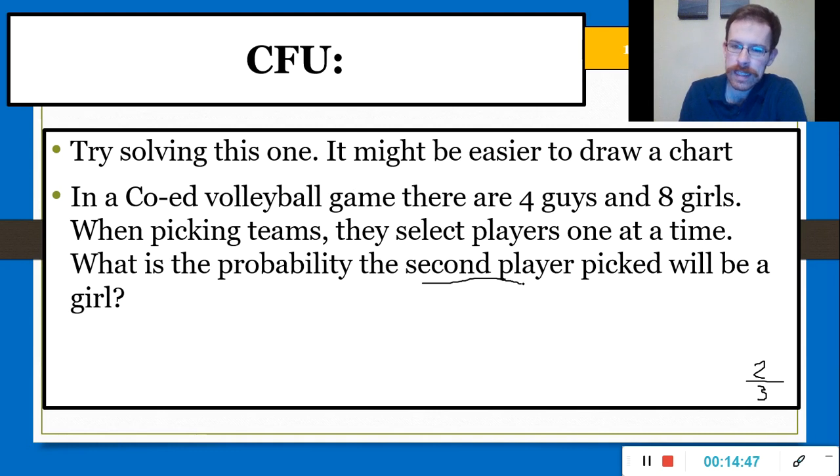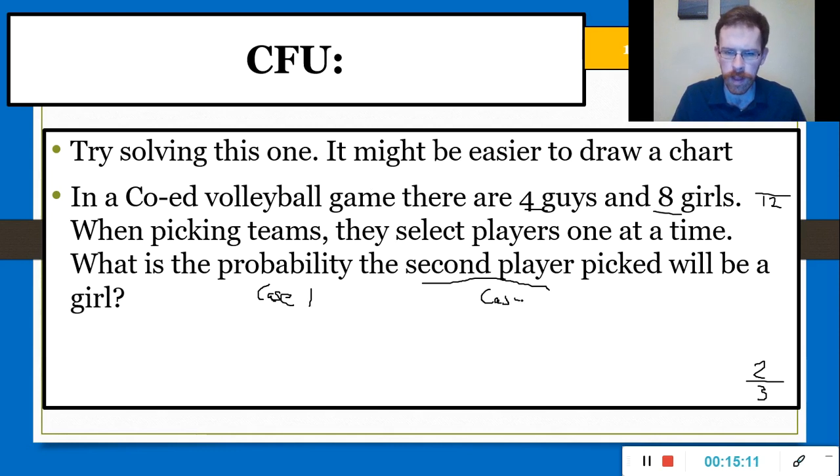Once again, this is going to be dependent, mutually exclusive. Because how many total players do you have? You've got 12 total players. You've got 4 guys, 8 girls. And you don't care about who the first player is going to be, you only care about who the second player is going to be. So you have to work on a case 1 and a case 2.